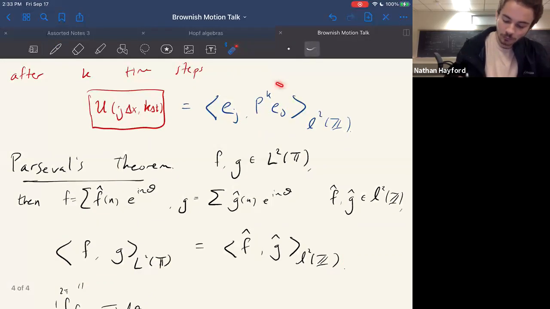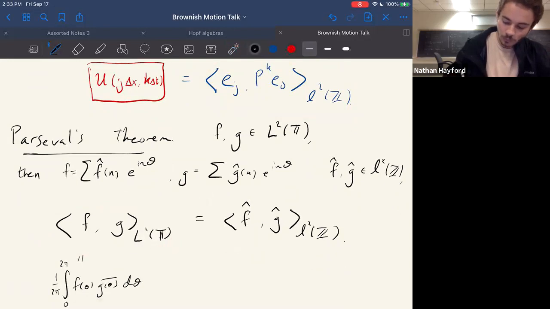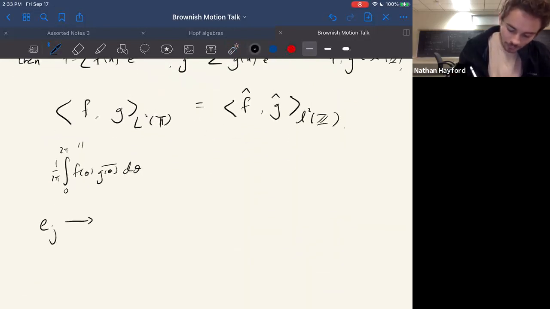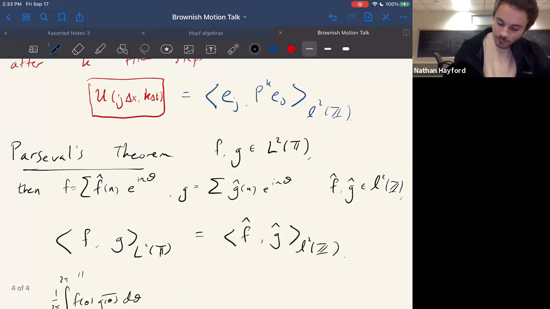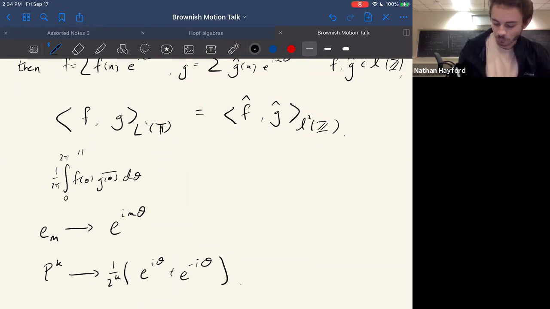So if I actually transfer this to its corresponding Fourier series, what does e_j become? e_j is sent to e to the i j theta. Maybe I shouldn't use j, so maybe I'll call it something else, m. This thing, we don't really know, but we know how to compute the Fourier transform of an operator in some sense. So p to the k goes to 1 over 2 to the k, e to the i theta plus e to the minus i theta. These correspond to the left and right shifts. And then e naught goes to 1.